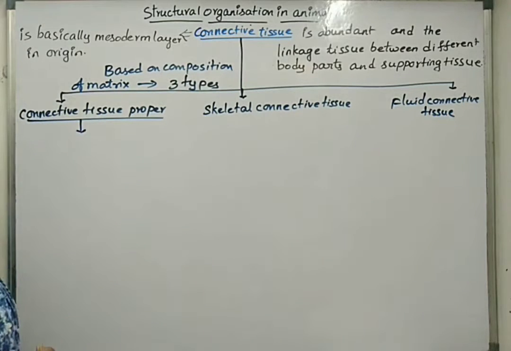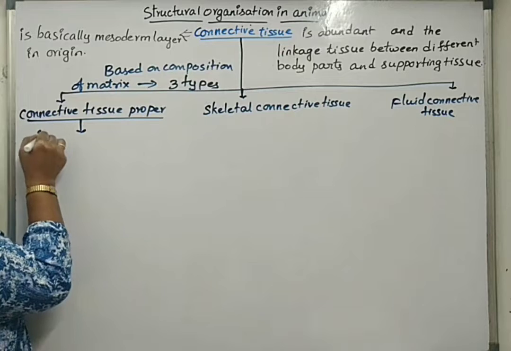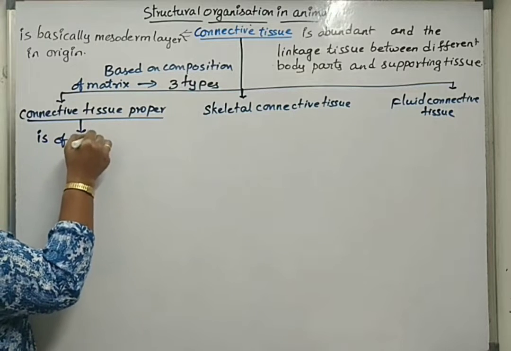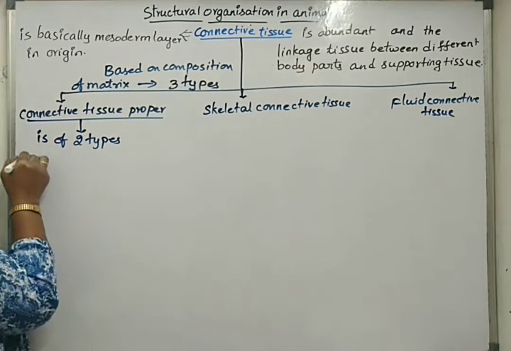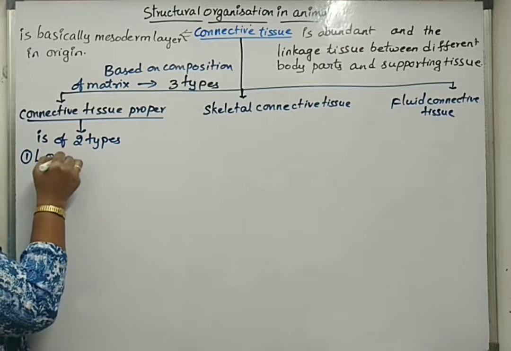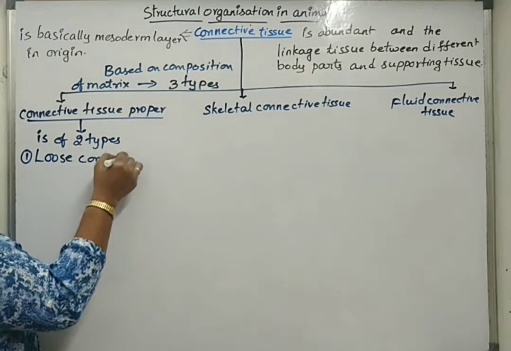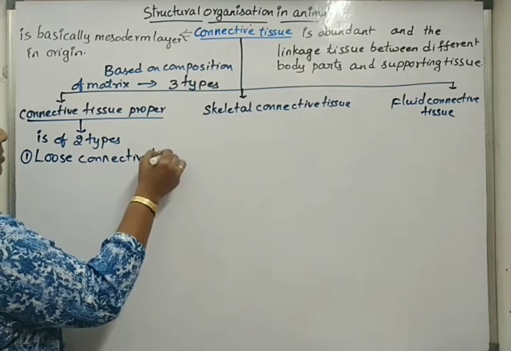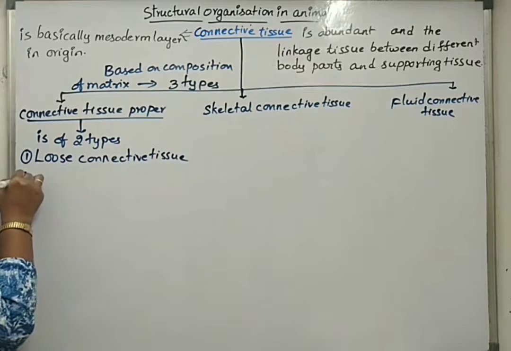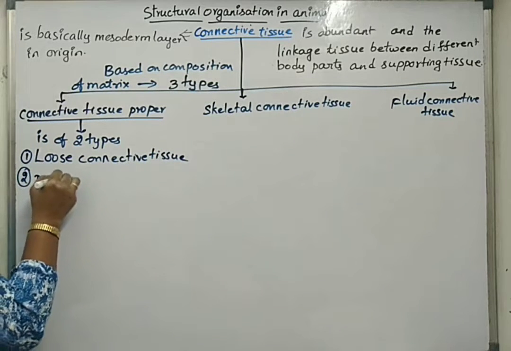This is again divided into two different types. First one, loose connective tissue. Second one, dense connective tissue.